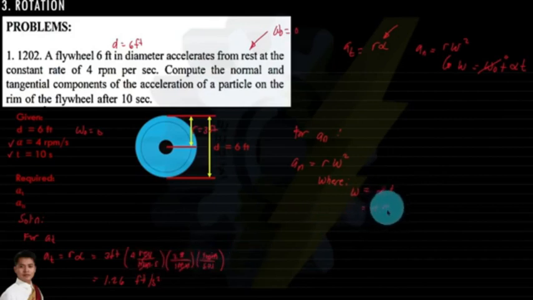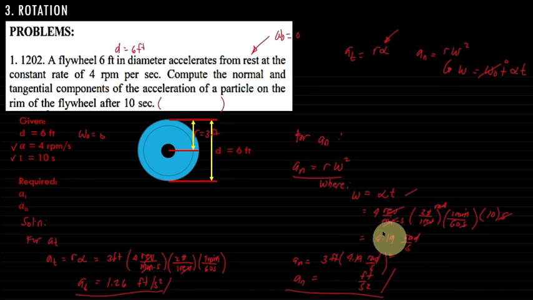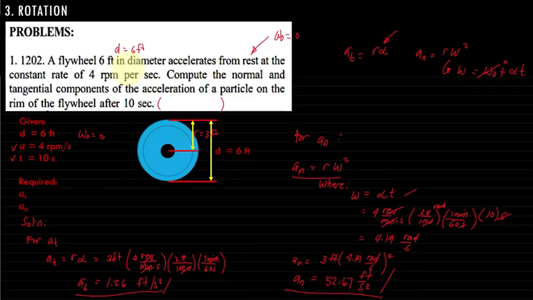So 4 revolution per minute, then for time, that is 10 seconds. So our unit now is in radian per second. Substituting this omega into this equation, we have r is 3 feet, then omega 4.19 radian per second. So the answer here for the normal acceleration is 52.67. So we are done with our first problem. Let us proceed to the second problem.